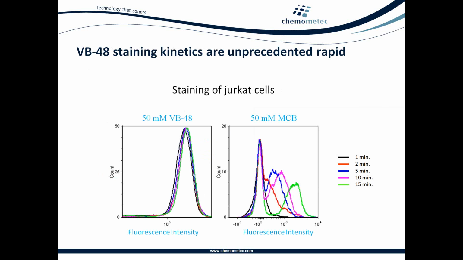There are other ways to measure the amount of GSH in cells, such as the MCB assays, the monochlorobimane assays. However, they are very time dependent. So whether you measure your cells after 5 minutes, after 10 minutes, after 15 minutes, you get different fluorescent intensities. Whereas with the VB48, that is our proprietary dye, there's little to no difference whether you measure immediately or you let it stand for a couple of minutes. So therefore, it's much easier. You don't have the hassle of going through the measurement and the timing too.